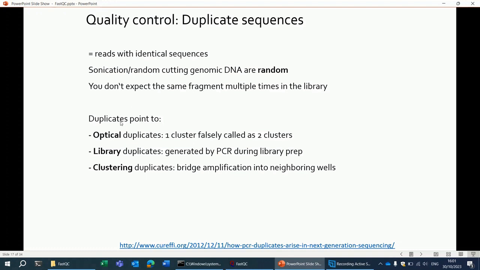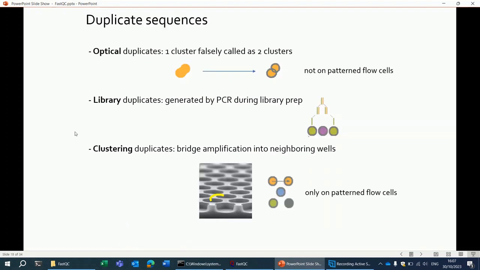So if you do find duplicates, this typically points to one of the issues that you see here on the slide. Duplicates can be optical duplicates. This happens when one cluster is falsely called as two or more clusters, and this typically happens when a cluster is formed on the border of tiles. So it will be called multiple times, once for every tile. Also, in the middle of the tiles, oddly shaped clusters can be called as two separate clusters.